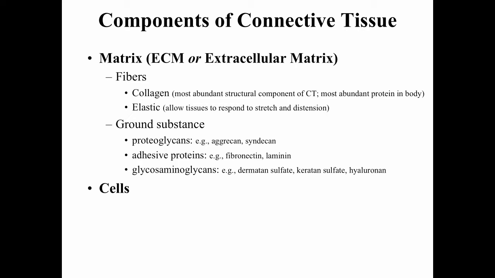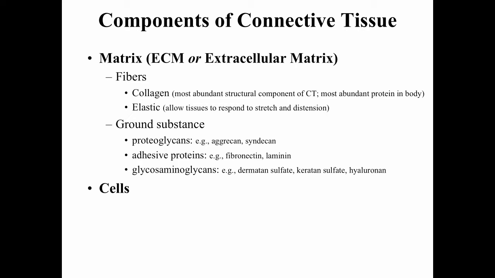And then the ground substance in the extracellular matrix consists of several types of molecules. We've got proteoglycans, so for example molecules like aggrecan or syndecans are proteoglycans. There are various adhesive proteins like laminins and fibronectins, and then there are various glycosaminoglycans like dermatan sulfate or keratan sulfate or hyaluronic acid.